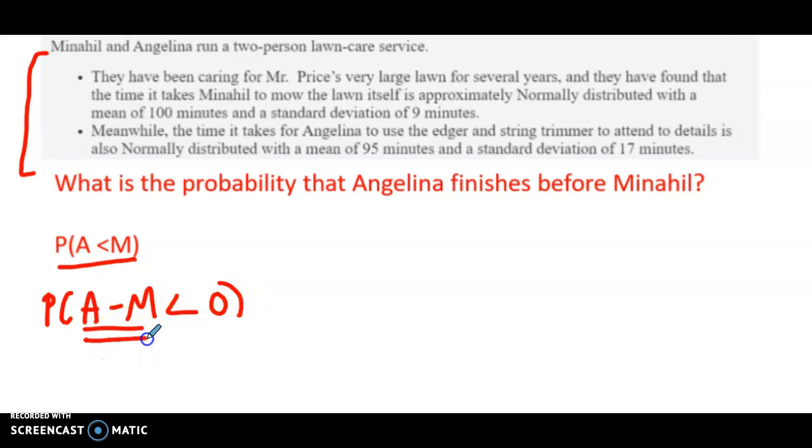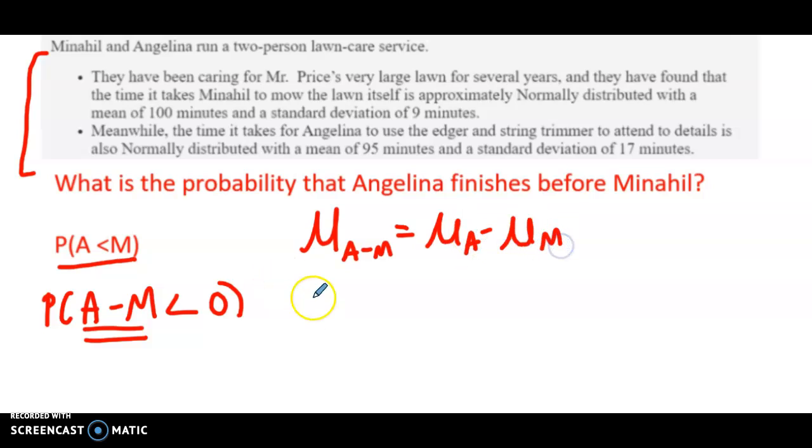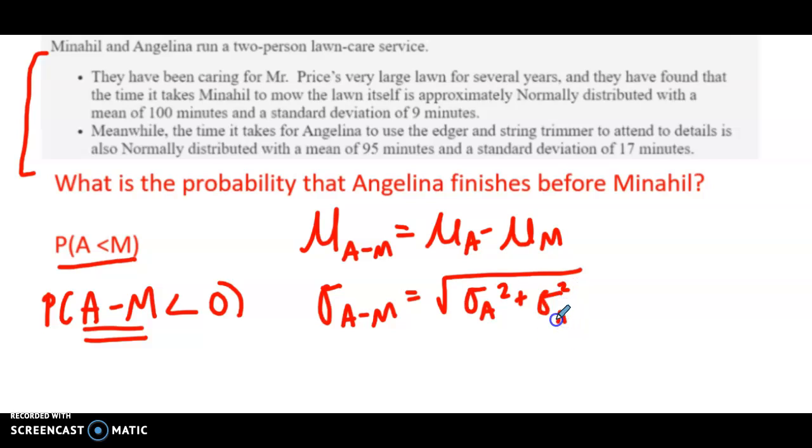So now for my random variable, in order to find the new mean, you're going to subtract the two means. So you're going to do the mean of Angela minus the mean of Menehil. To get the standard deviation of Angela minus Menehil, remember, you're going to add the variances. So you're going to add the variance of Angela plus the variance of Menehil and then take the square root of that in order to get your final answer. Okay? If you have questions on how to go through that, please let me know and I'll be happy to help.